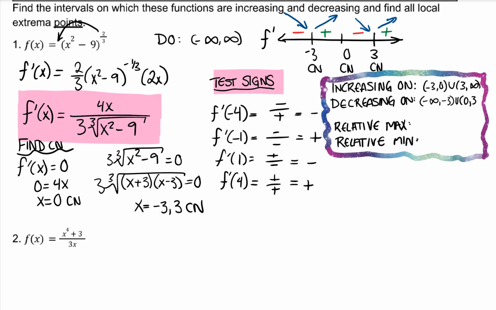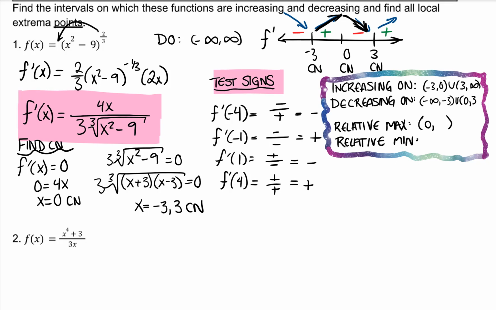A relative maximum will only occur at a critical number where f prime goes from positive to negative, where f goes from increasing to decreasing. That is where we have a relative max. So at x equals 0, we're going to have a relative maximum.